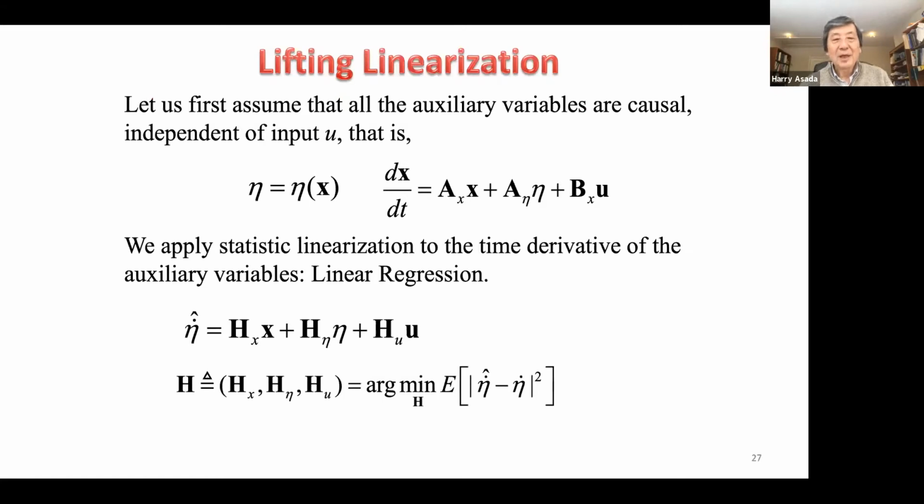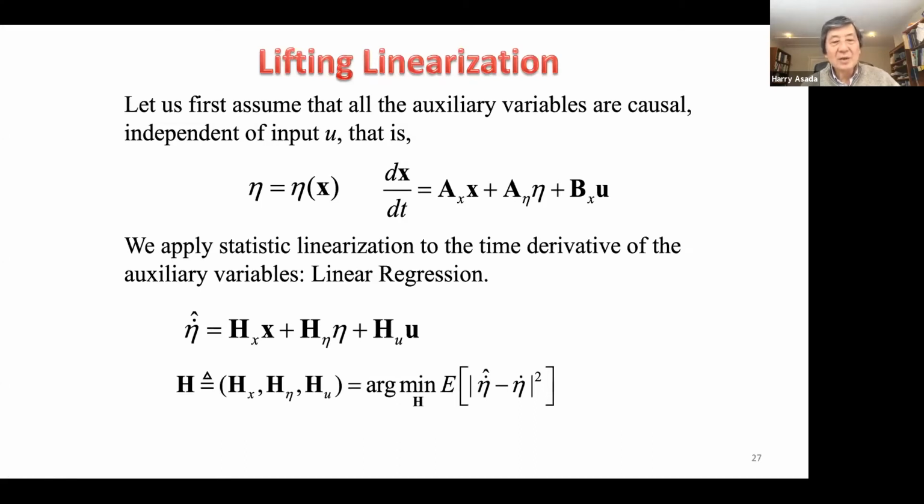So we need to do a little bit more proper job. And here's where lifting linearization comes in. First, let's treat the situation where all the auxiliary variables are functions of x alone, not including the u. In case u is involved, that becomes a non-causal situation, so we have to treat it differently. So suppose the easy case, this one, eta of x, right?